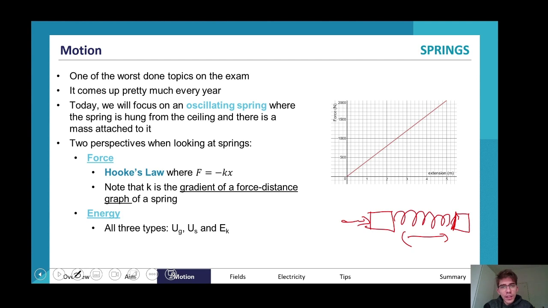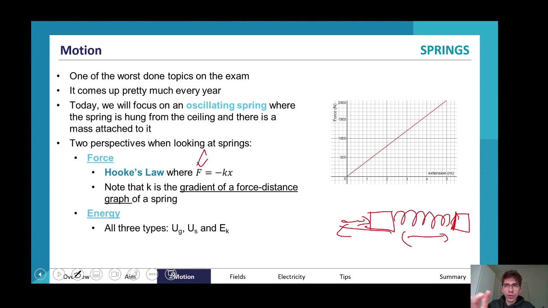However, this force that you see here is not the force that we are applying on the spring. That is not what Hooke's law represents. Hooke's law represents the force that the spring is also applying on us. Remember Newton's third law?